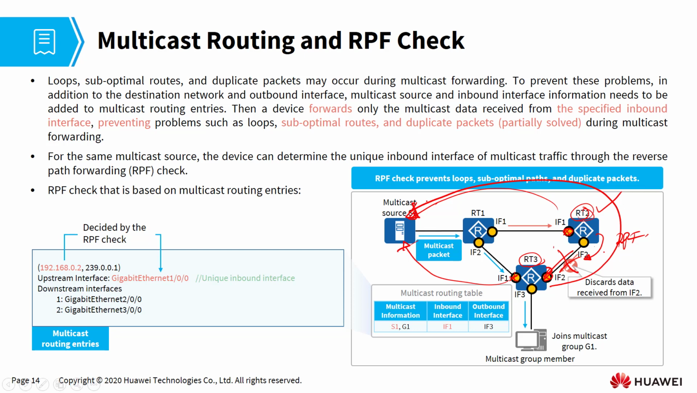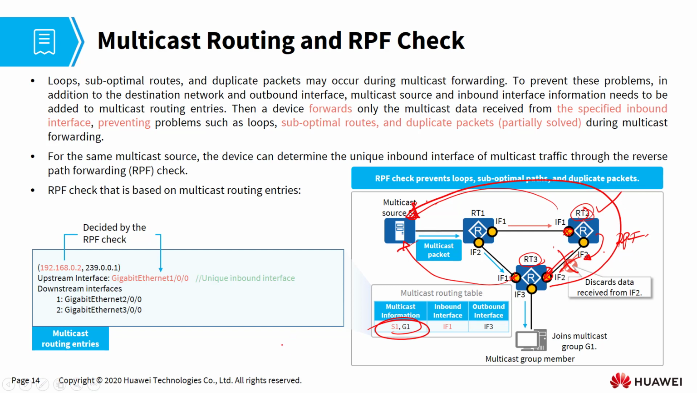The outbound interface of a multicast routing entry is usually determined by the multicast routing protocol. The multicast routing protocols will be covered in another course, one course away from this, one chapter away from this, called PIM implementation and configuration. A multicast routing entry contains a multicast source, a multicast group, and therefore it is called a source group entry.